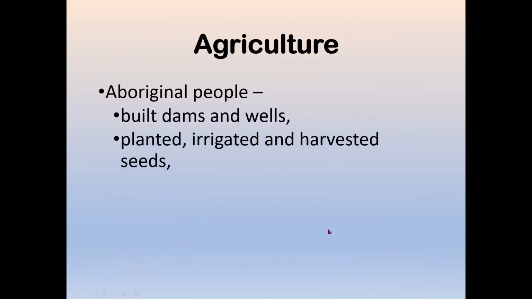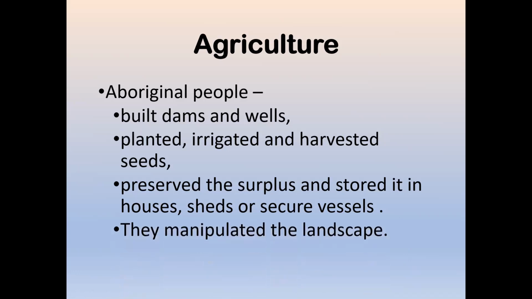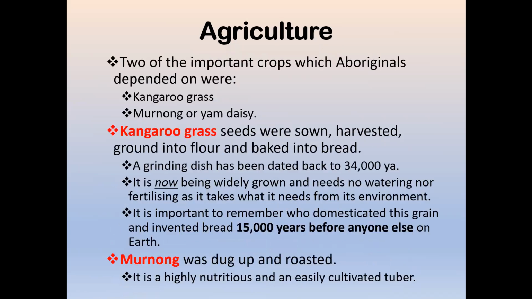Okay. So let's move on to agriculture. They actually built dams. They built wells. They planted whatever they needed. They irrigated. They harvested the seeds. They preserved the surplus and stored it in special houses or sheds or vessels, which they made. And they were a regular community. They had everything that we do, they did to survive. And they survived very nicely. And they manipulated the landscape.